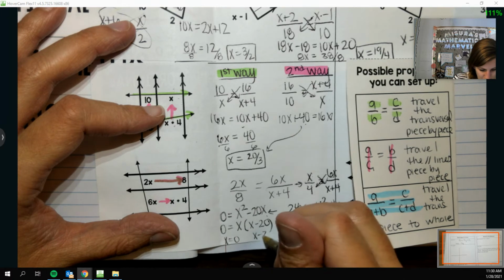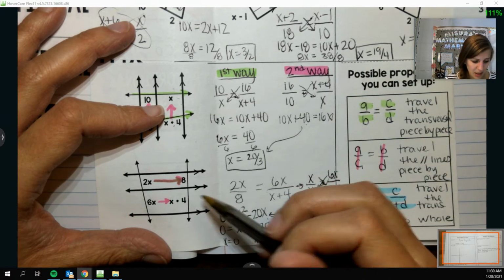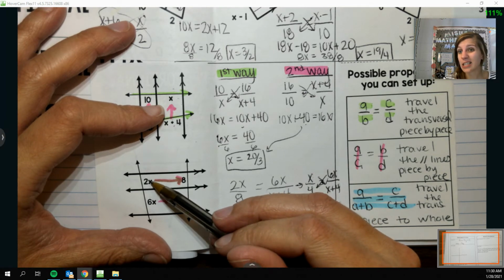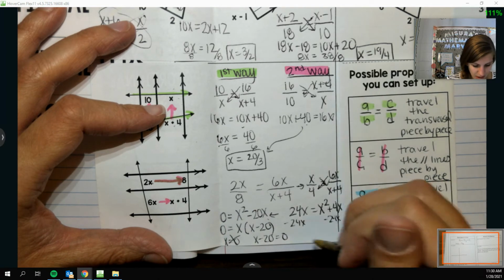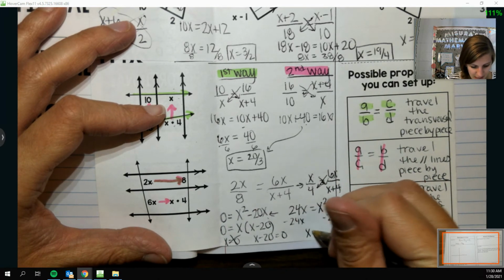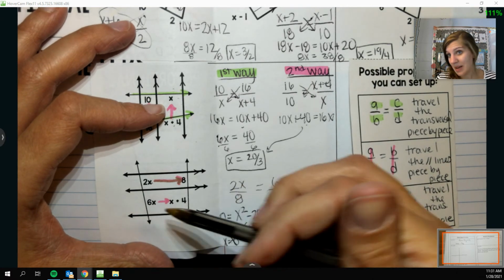And I have x minus 20 equals 0. And then I can solve for x. Like I already know it's 0, but it can't be, because 2 times 0 will make that line 0, and that's not legit. So over here I add the 20. So that must mean that x is 20, because that will actually work geometrically.